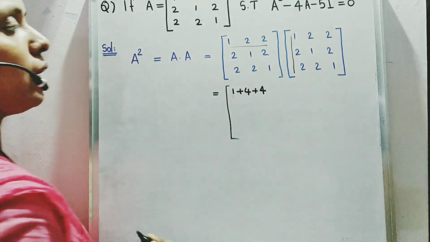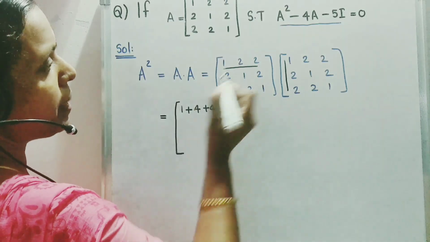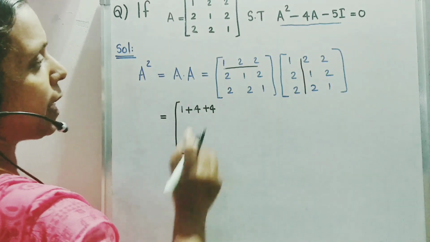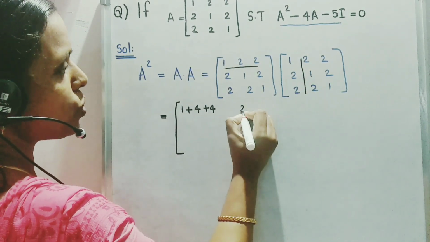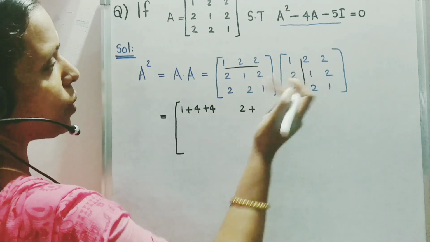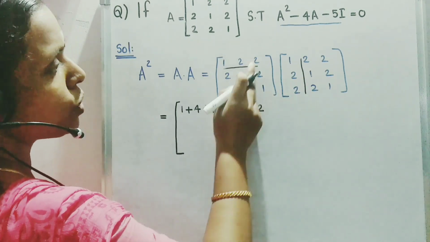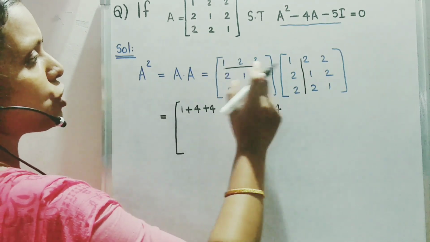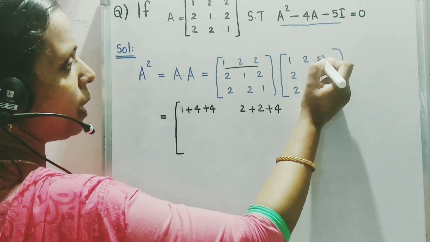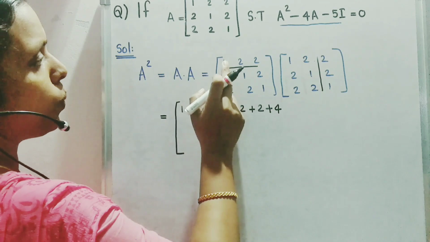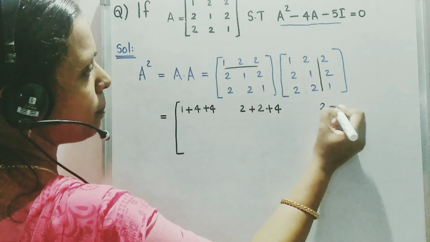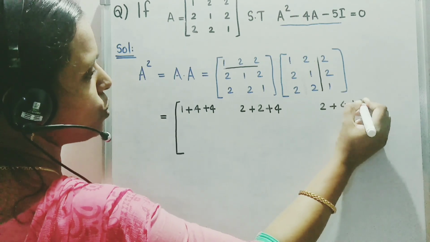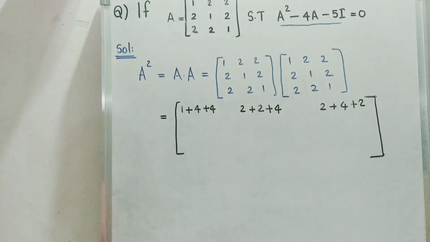Then multiply first row with second column. That is 1 into 2, that is 2. Plus 2 into 1, that is 2. 2 into 2, that is 4. Next multiply first row with third column. That is 1 into 2 is 2, plus 2 into 2, 4, 2 into 1 plus 2.